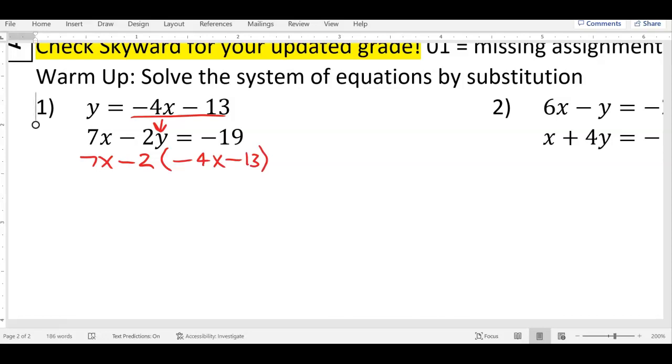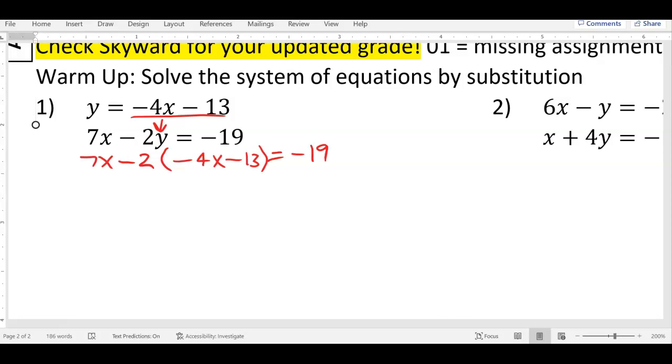Negative 4x minus 13, because that's what y equals, right? Is everyone looking? Equals negative 19. Now, everybody, I know this gets complicated real quick, so let's just pause and understand this first step. Y equals something, replace the y in the other equation with whatever that is, okay? The next step is where you're going to have to do some PEMDAS, so we're going to distribute the negative 2 in front of that parentheses.